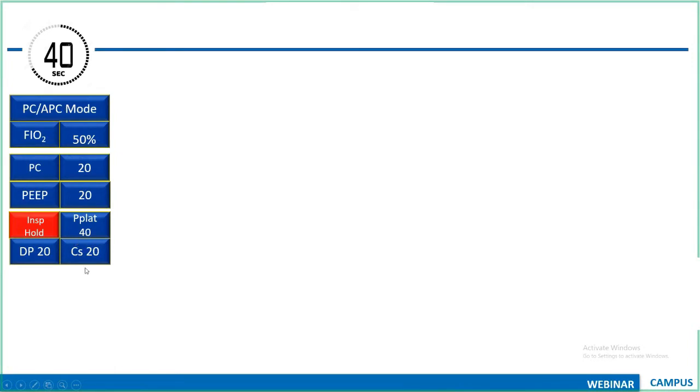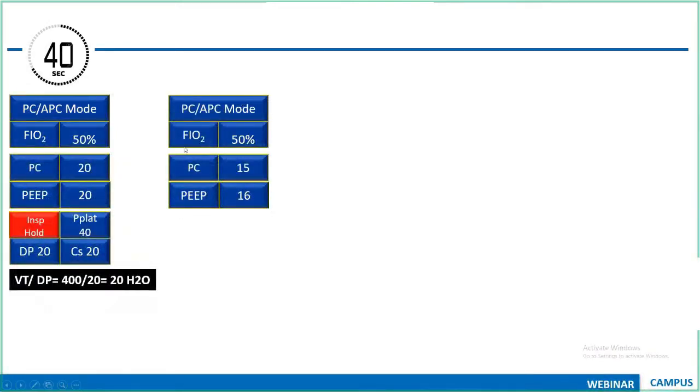So now we have already recruited. The saturation is improving. So what to do now? Now you know the compliance here is 20, like tidal volume by driving pressure. So here again the plateau pressure is 40, and the driving pressure, the difference, is 20. So now we know that driving pressure is high, the plateau pressure is also high. We are trying to open up maximum alveoli. Now what can we do?